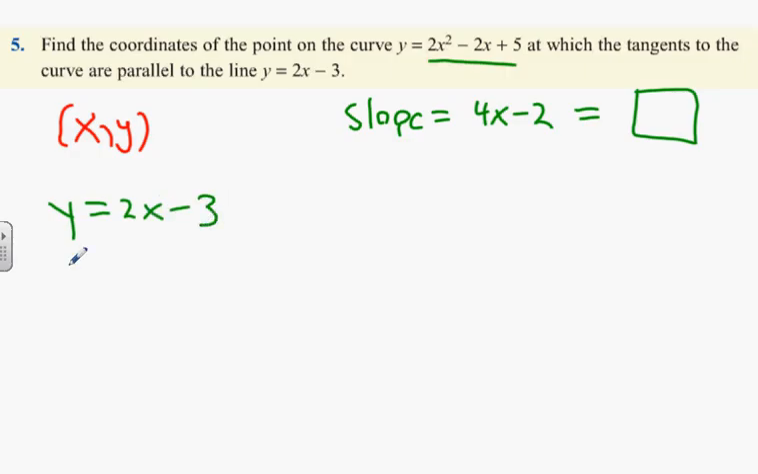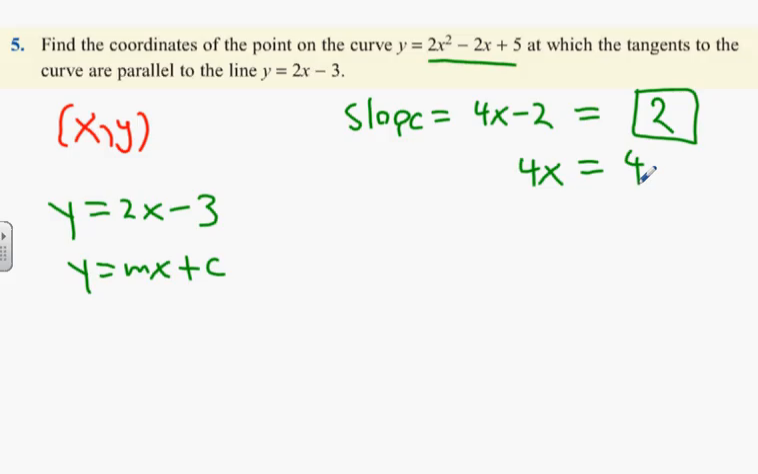Does anybody remember y equals mx plus c? When you get y on its own for the equation of a line, the number that comes in front of the x is the what? It's the slope. So basically slope equals 2. Bring the minus 2 out to your side. 4x equals 4, yeah. Why is it not 2x? Y equals 2x minus 3.